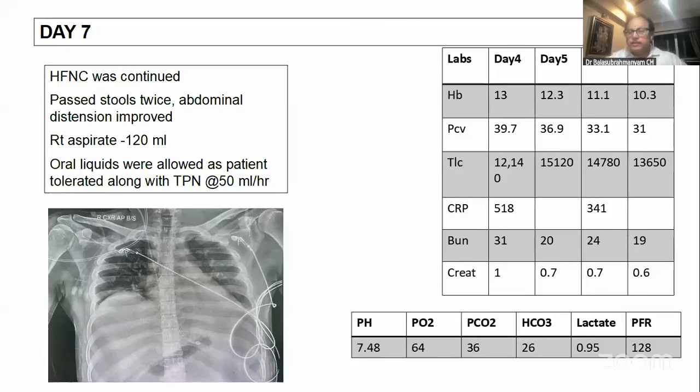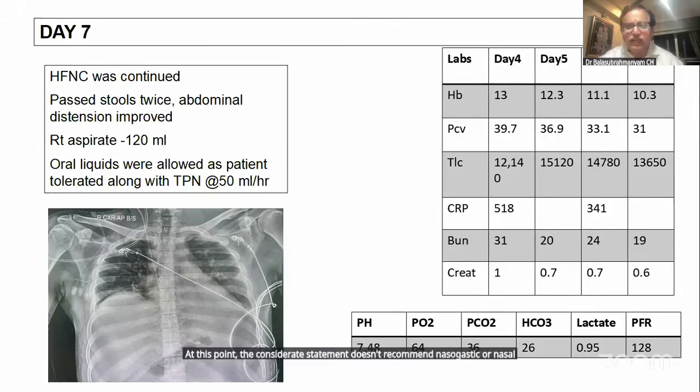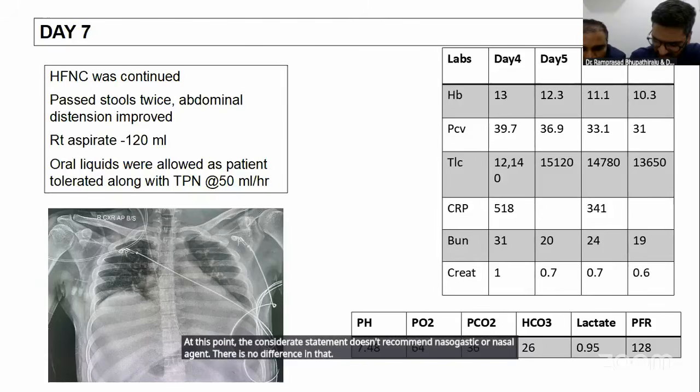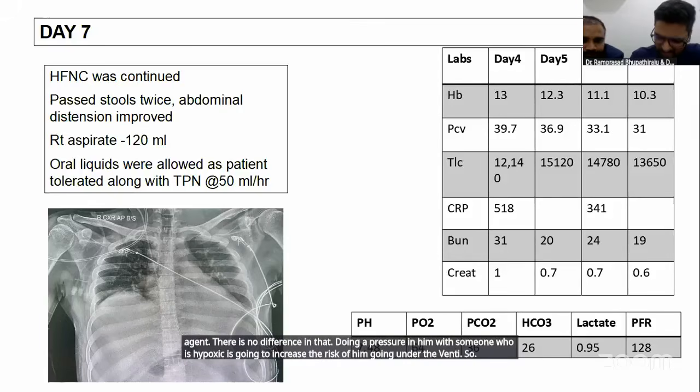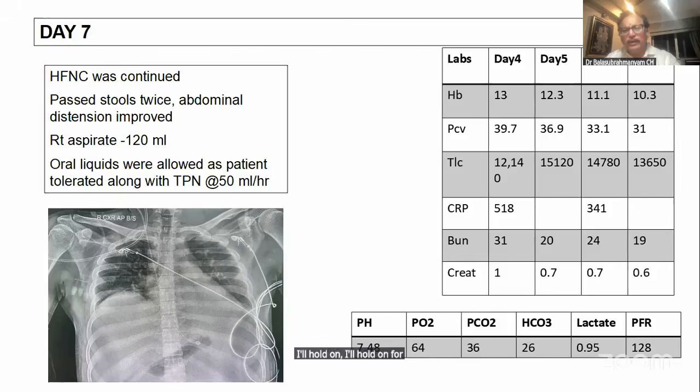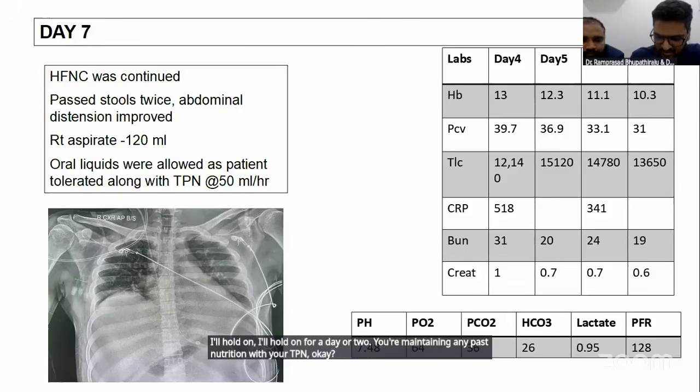At this point, the consensus statement doesn't recommend nasogastric or nasojejunal; there is no difference in that. Yes. Doing a procedure on someone who is hypoxic is going to increase the risk of him going onto the ventilator. So I will hold on for a day or two. You're maintaining partial nutrition anyway with your TPN. Okay, I'm okay with that.